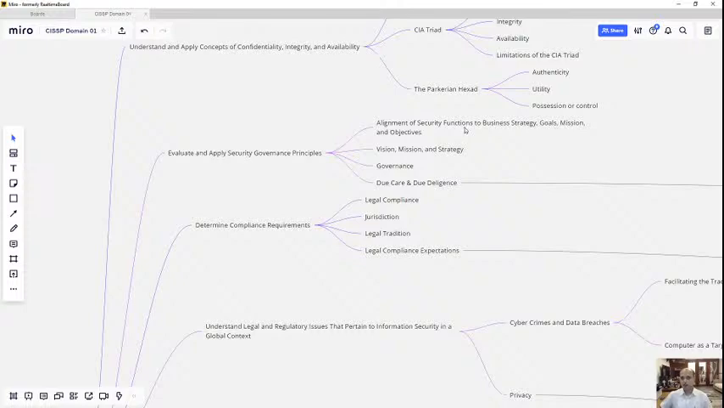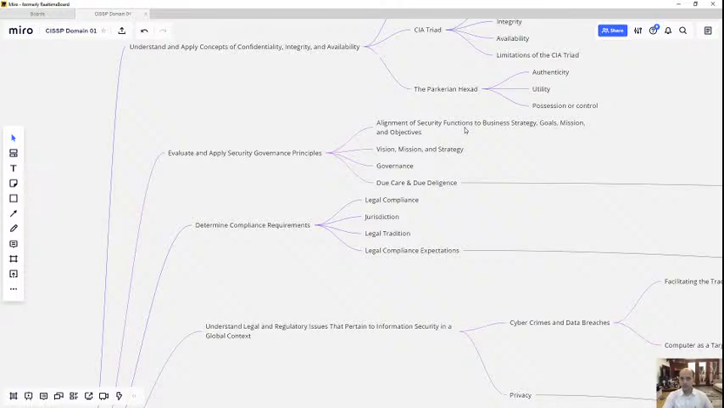But I need to understand the business functions like strategy, goals, missions, and objectives, and exactly the meaning of those. And then I need to think in my mind how exactly I can align my security functions with the business goals. To do the same, I also need to understand the vision of the company, the mission of the company, and the strategy.